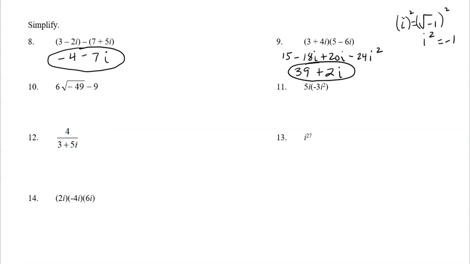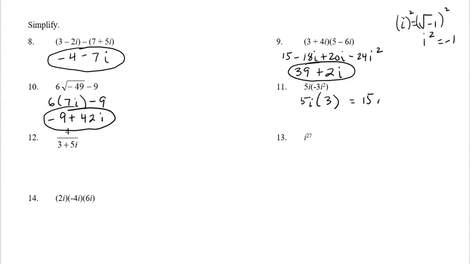Number 10, I'm going to first simplify the square root of -49, and that's 7i. Now I can multiply these together. That's 42i. But remember, complex number form means the real number comes first, so that's -9, and then that would be plus 42i. There's my answer for number 10. Number 11, remember i squared is negative 1, so you could turn this into positive 3. Negative 3 times negative 1 is 3. So 5i times 3 is 15i.